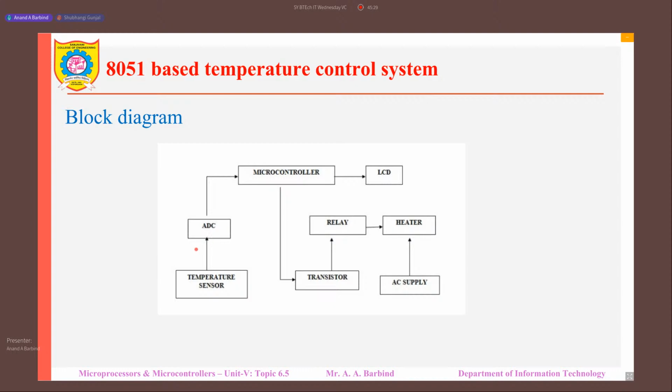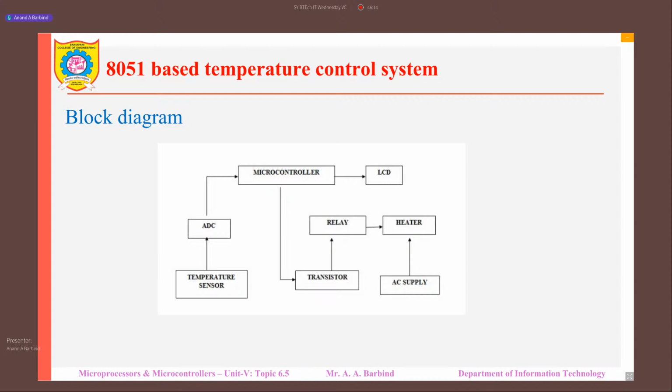That complete interface, or those particular control lines, have not been shown here, but you can understand that the control signals are also going from the microcontroller to the ADC, that is the A to D converter. Only the data flow has been shown: the analog data from the temperature sensor goes to the ADC, the ADC converts it into digital, and it goes to the microcontroller. But there are other control lines, not shown here, which go from the microcontroller to the ADC.